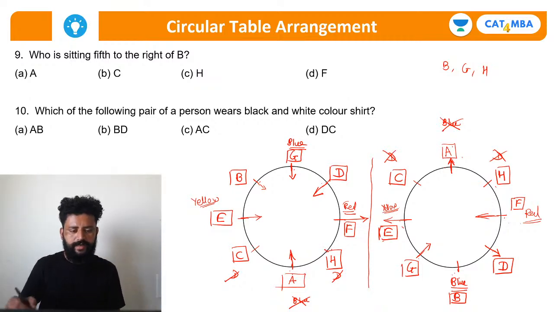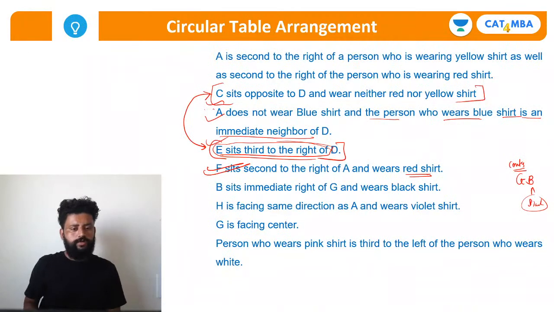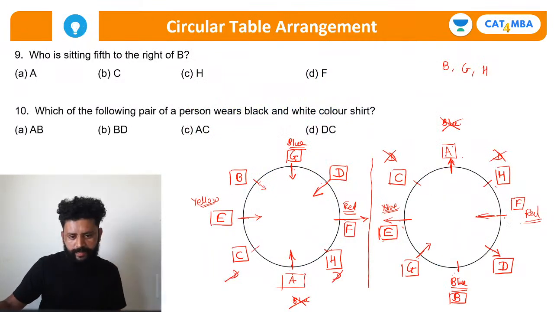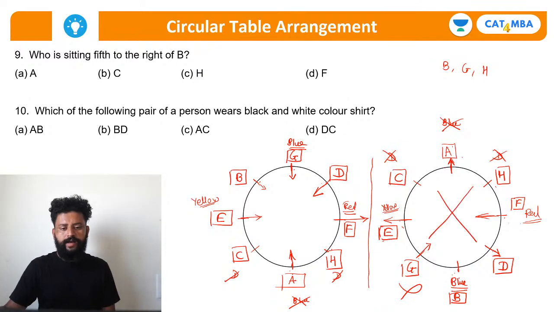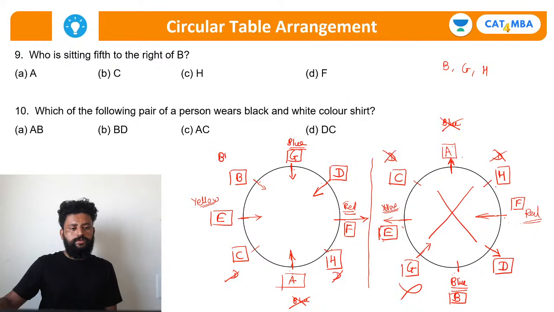Let's try to connect a few more clues and finalize the answer. B sits immediate right of G. Yes, that's the clue. B sits immediate right of G and wears a black shirt. The problem is blue is coming here. So this is not the case. You can scrap this part. So here is the case where B wears a black shirt.